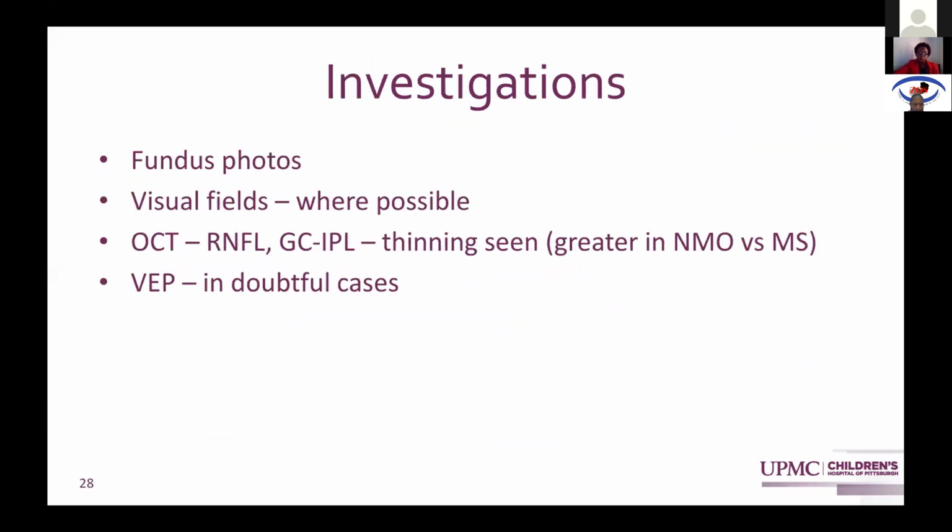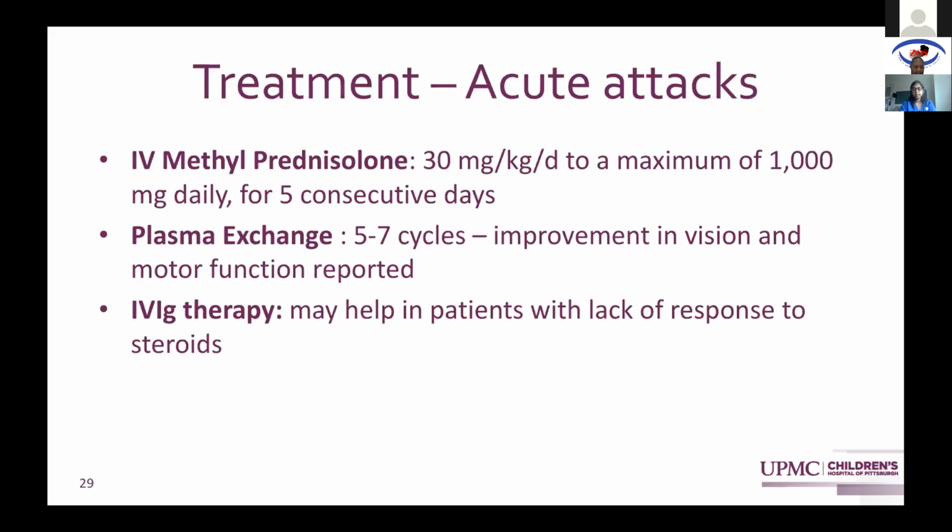Other investigations which would be helpful would be a fundus photo for documentation, visual fields where the child is old enough or the vision is good enough, an OCT to look at the retinal nerve fiber layer thickness and the ganglion cell inner plexiform layer complex thickness. You might see thinning, which is greater in NMO as compared to MS, and a VEP where the diagnosis is doubtful.